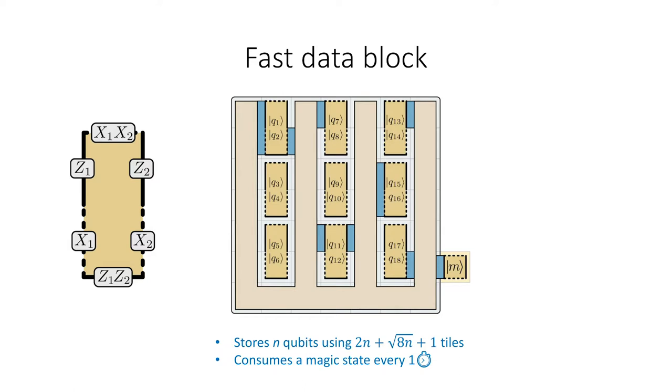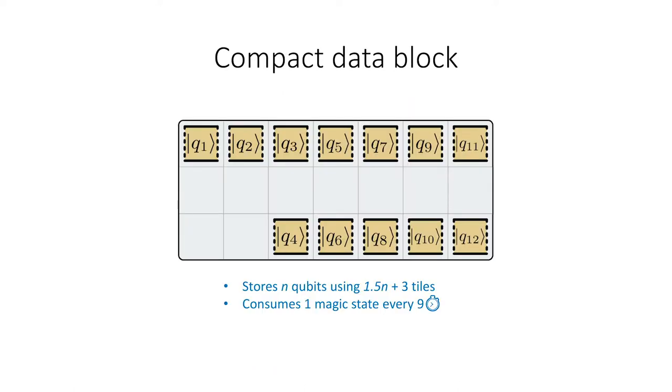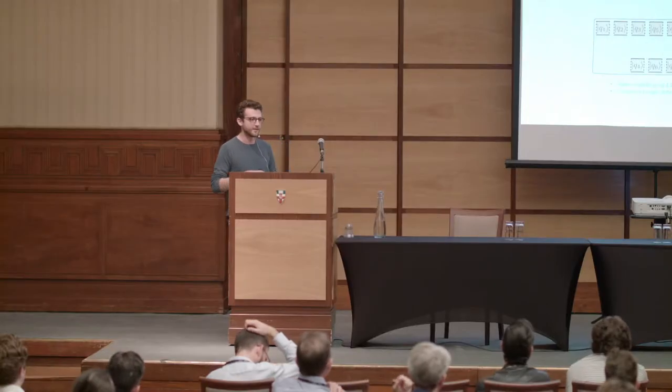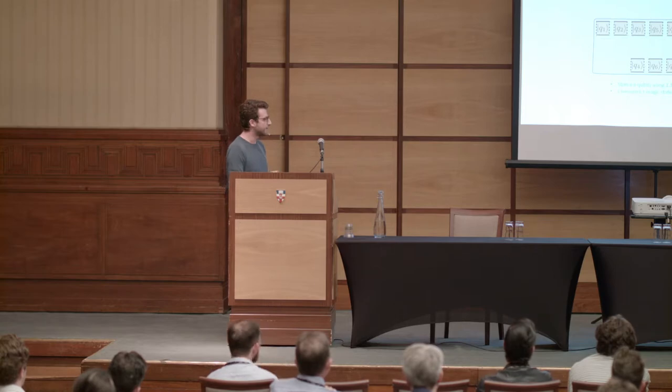If you want to save even more space, you can use a data block that looks like this. Here we store 2 qubits using 3 tiles, or n qubits using 1.5n plus 3 tiles. And we do that by storing these qubits in square patches. Now the problem with that is that only the z operator of each patch is accessible by multi-patch measurements. And every x operator is buried in between patches. So we'll need to do something about that. And the consequence will turn out to be that it can take up to 9 time steps to consume a magic state in this data block. But you save space. So let me show you why that is.